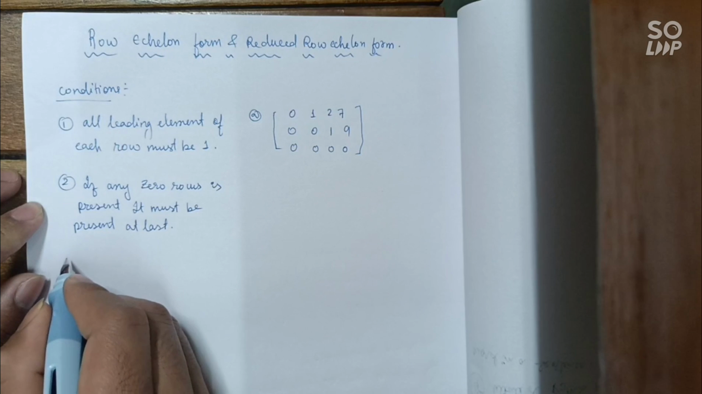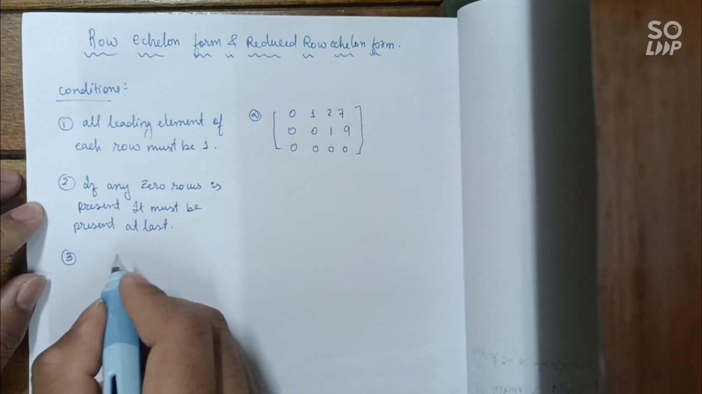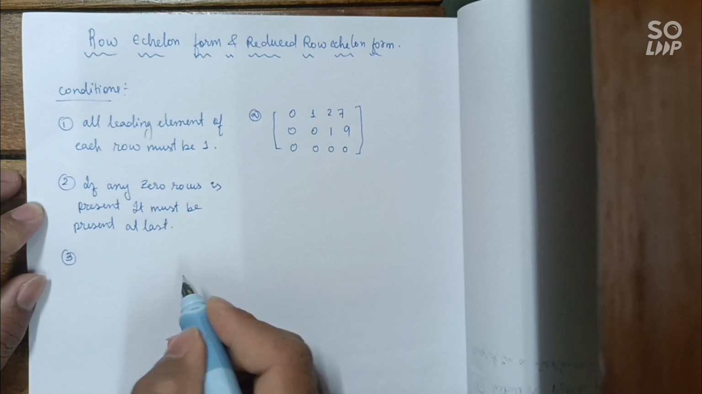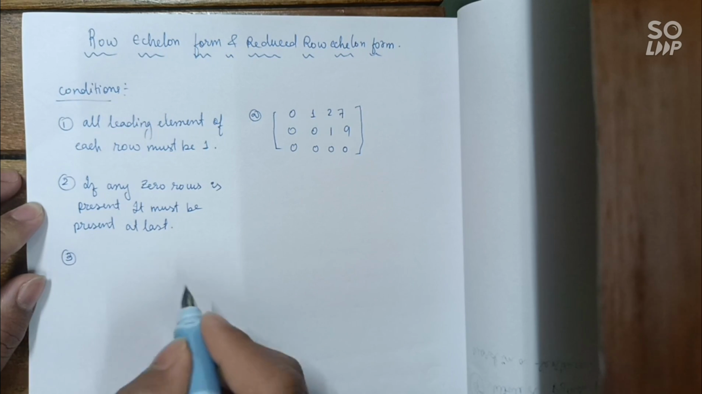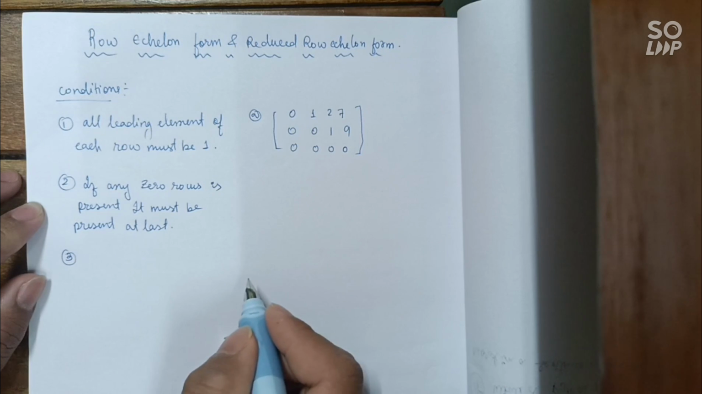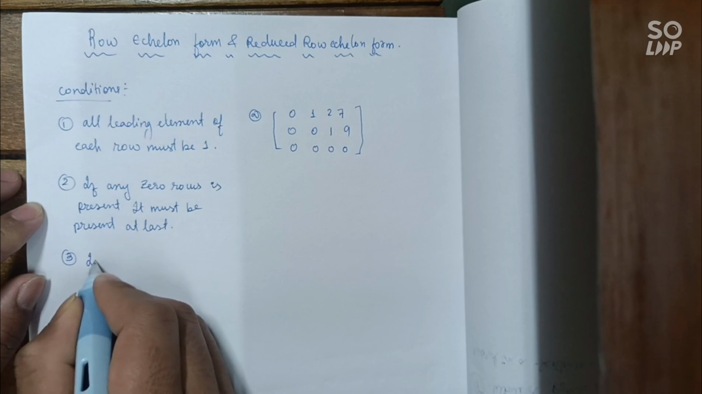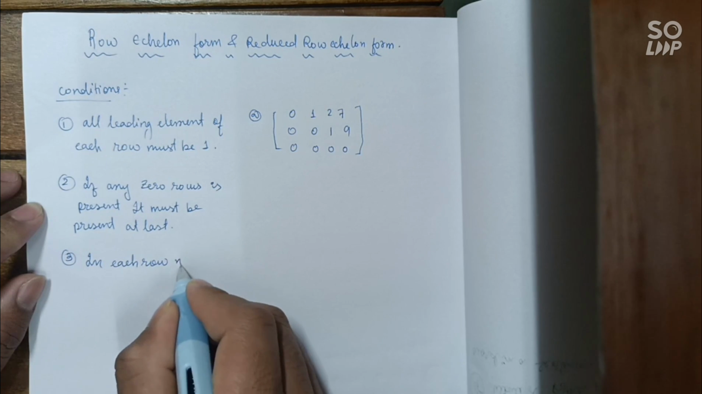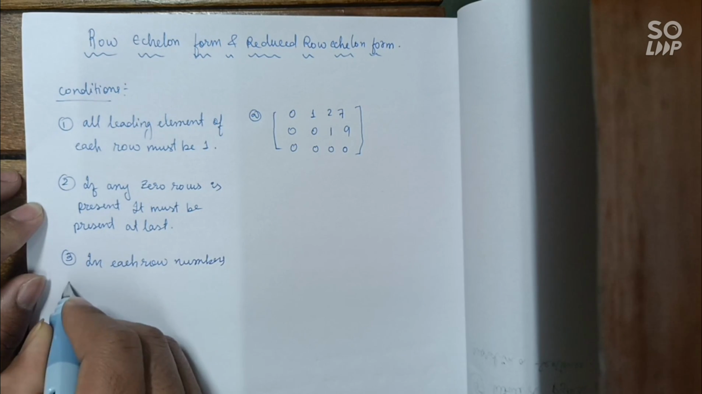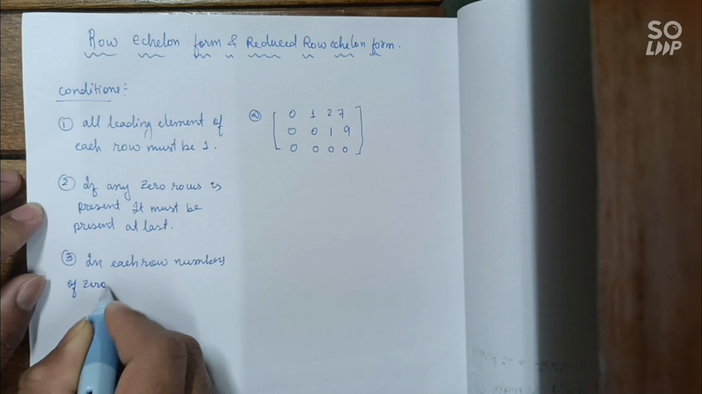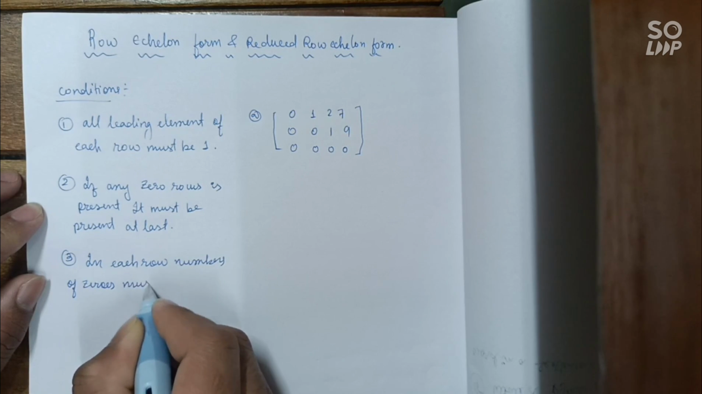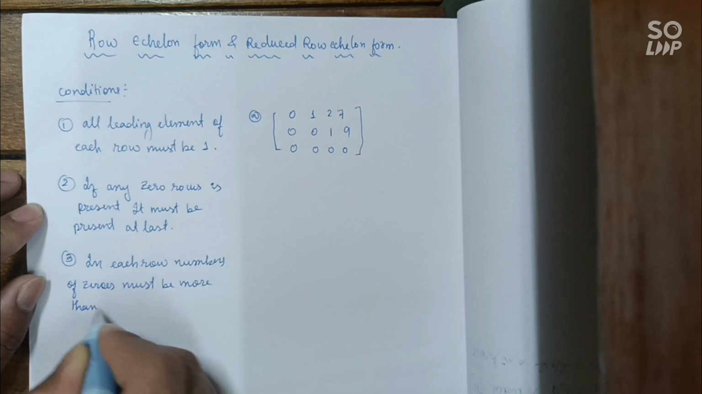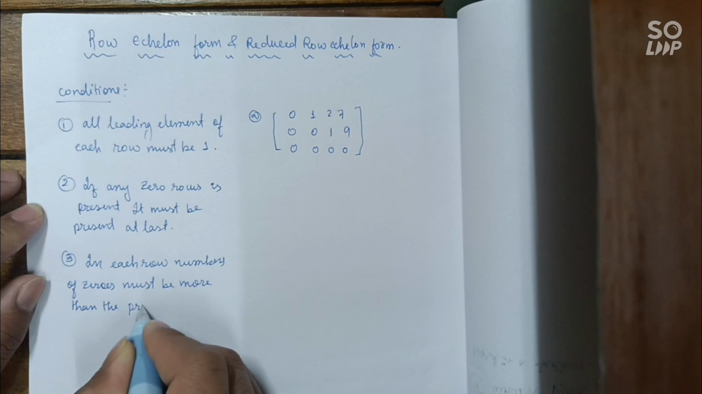Let's write condition number 3 here. Number 3 will be, in each row the number of zeros will increase. Like for the first row, if it's 1, then for the second it will be 2 or more than 2 maybe. So let's write here, in each row the number of zeros must be more than the previous row.